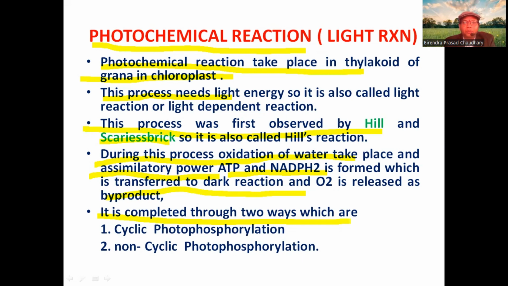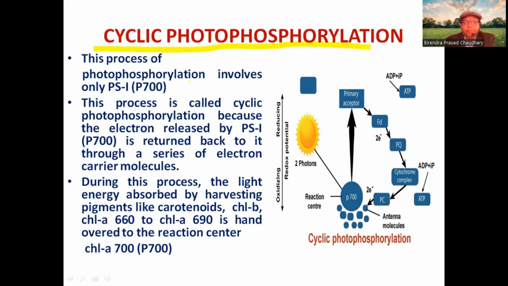In this video, we will study only cyclic photophosphorylation in detail, and in the next video we will study non-cyclic photophosphorylation in detail. So let's start with cyclic photophosphorylation. This process of photophosphorylation involves only photosystem first, which is also known as P700, its core center. There are two photosystems, photosystem first and second, and in cyclic photophosphorylation of the photochemical reaction, only photosystem first is involved.